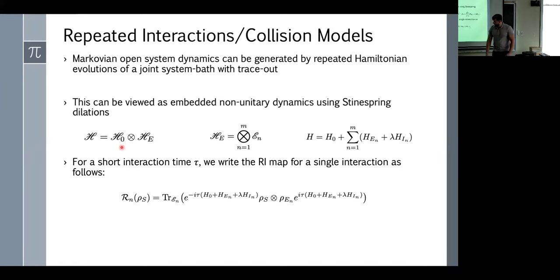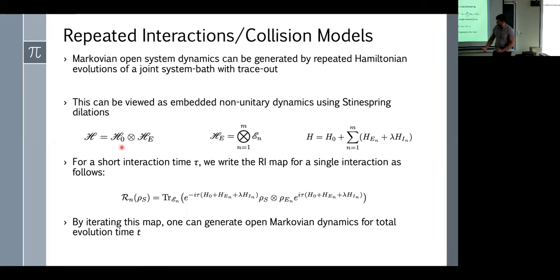For some short interaction time, we can write down a map that does this process. This is just for a single iteration with one finite element of the bath, where the map itself is only acting on rho S. Part of the action of the map is to dilate the system and tensor on part of the environment, do some unitary evolution, and then trace out or discard the environment subspace. Then, by iterating this process for the desired simulation time, we can generate the dynamics.